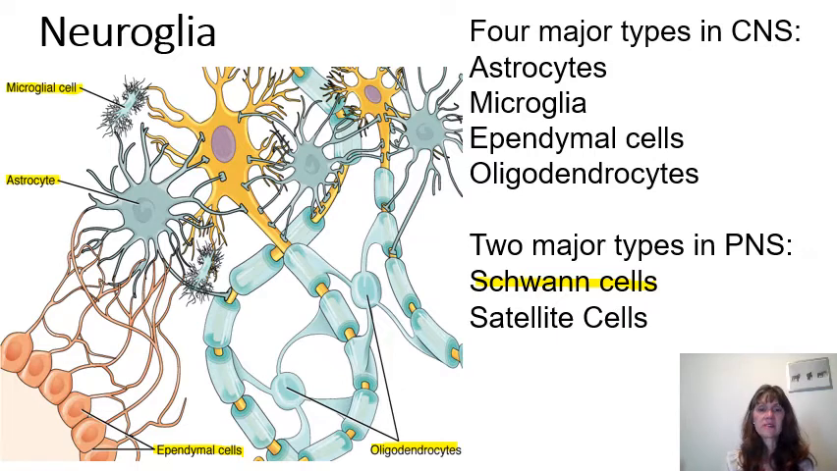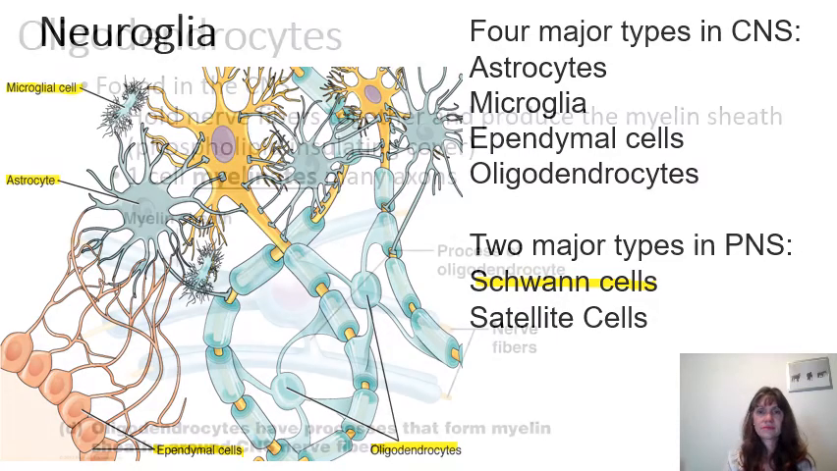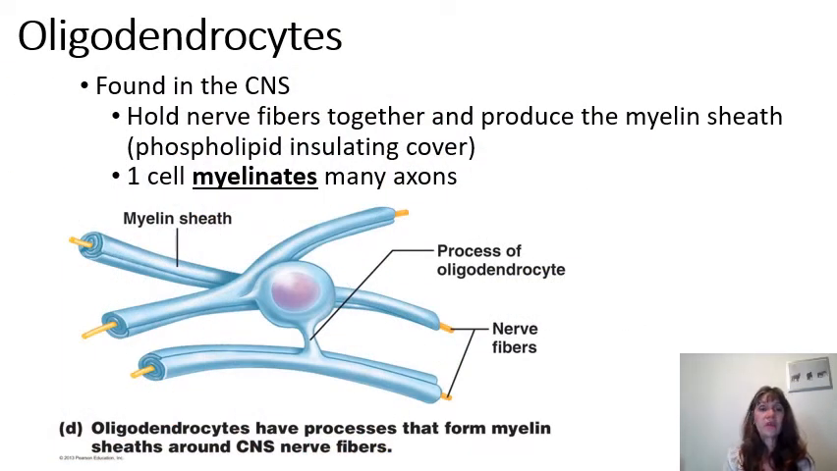Oligodendrocytes are cells that produce myelin in the central nervous system. Let's take a closer look at these cells. Starting with the oligodendrocytes, as I mentioned before, they are found in the central nervous system. They hold the nerve fibers together. Anytime you hear the term nerve fibers, I want your brain to think axons.